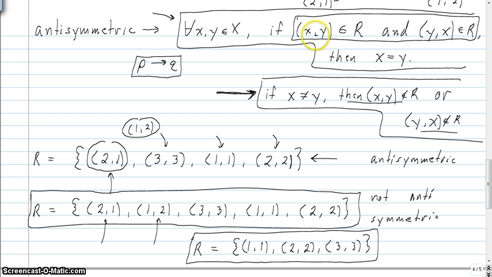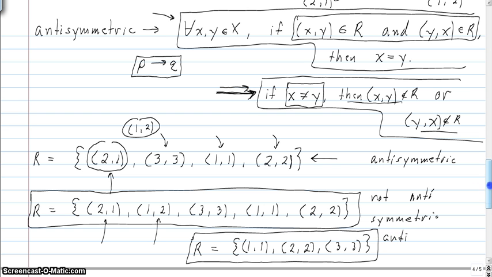Because if xy and yx are in R, well, that's true for all of these, right? Because when I try to reverse the elements 1, 1, 2, 2, or 3, 3, I get the same element. So I've got xy and yx both in the relation, then x equals y. And of course that's true for all three of these elements in my relation. Or if I look at this second form, the hypothesis part of my definition is false, which makes that definition true by default. So either way I look at it, this relation is antisymmetric.